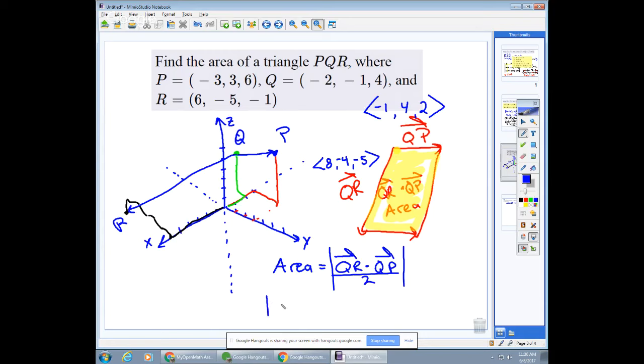So -8, -16, -10, all over 2 is what? 24, 34 divided by 2 is 17. Anyone else getting that? Square units.